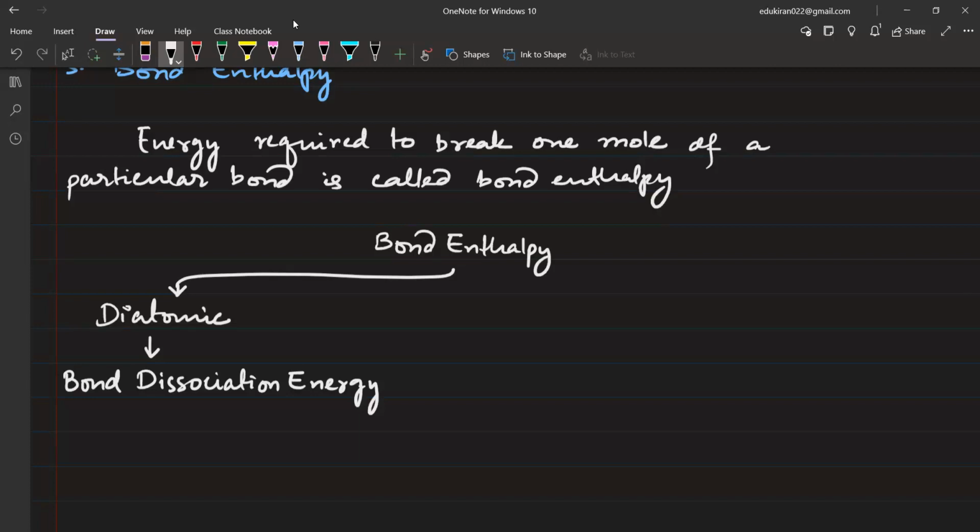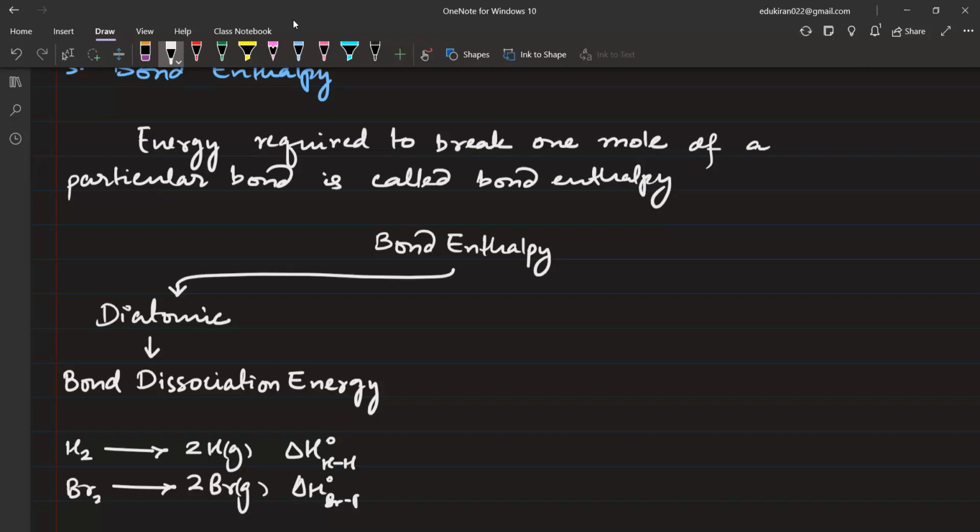So for example, if I talk about H2, you need to convert it into 2 hydrogen atoms. I mean, you have to break all the bonds in the gaseous form, and this will be the delta H naught of the hydrogen bond H-H. Similarly, for Br2, you will take 1 mole of Br2 and break it into 2 Br atoms in gaseous form, and it will be delta H naught of Br-Br. So this is simply the bond dissociation energy.